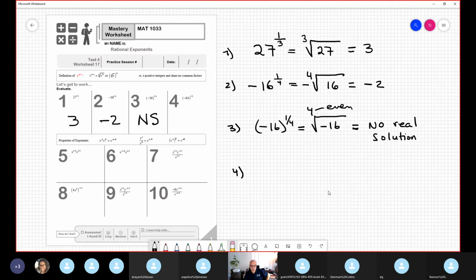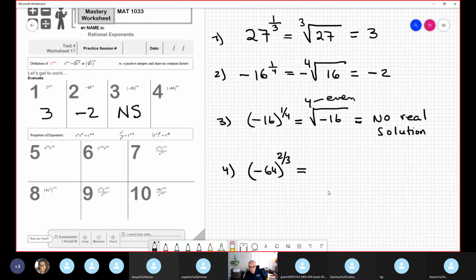Number 4 is negative 64 raised to the 2/3. In this case, yes, we have a solution, because look, it's a cubic root. Wait. It's a cubic root.